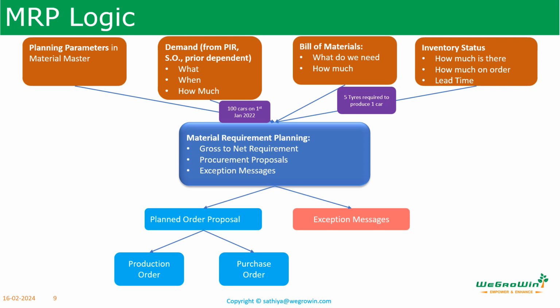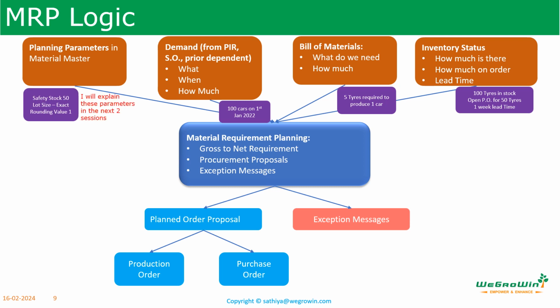So this is the bill of material. And then when you see these tires, there is a stock of 100 tires, and there is an open purchase order for 50 tires. The lead time to get the tires is 1 week. That is the inventory status. And then when you come to planning parameters, safety stock for this material is defined as 50 numbers, and lot size is defined as exact requirement.